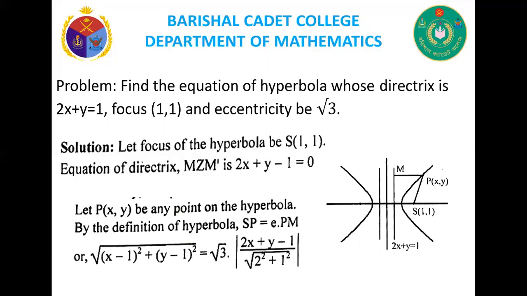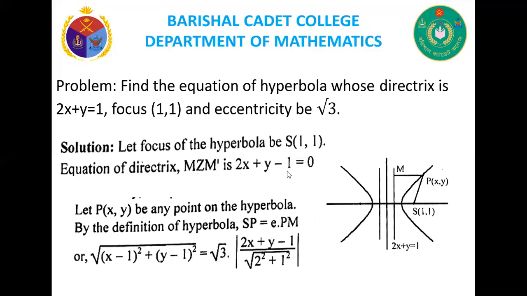By the definition of the hyperbola, SP equal to e times PM. So what is SP? SP is the direct distance between the points S and P. According to the formula of distance, this is square root of (x minus 1) whole square plus (y minus 1) whole square. And what is the value of eccentricity e? This is root 3, putting that value here.